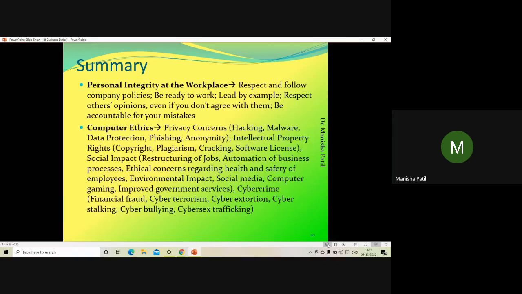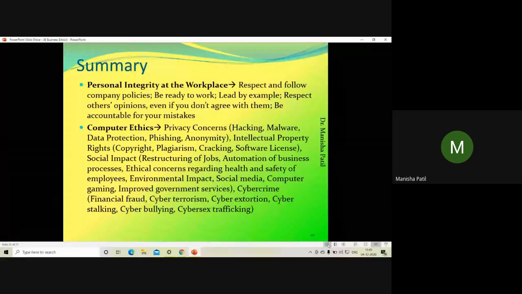Then we also talked about computer ethics, where we are concerned with privacy concerns, namely hacking, malware, data protection, phishing, and anonymity. Then intellectual property rights, namely copyright, plagiarism, cracking, software license. Then the social impact of computers, namely restructuring of jobs, automation, ethical concerns regarding health and safety, environmental impact, social media, computer gaming, and improved government services.